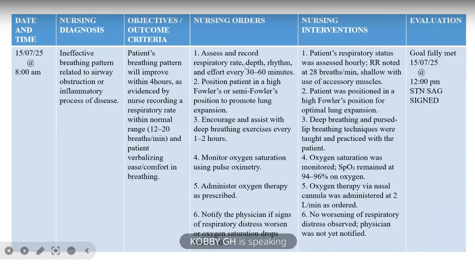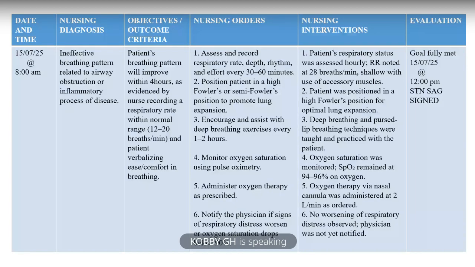The others: assess and record respiratory rate, depth, rhythm, and effort every 30 to 60 minutes. Position patients in a high Fowler's or semi-Fowler's position to promote lung expansion. Encourage and assist patients with deep breathing exercises every 1 to 2 hours. Monitor oxygen saturation using pulse oximetry. Administer oxygen therapy as prescribed. Notify the physician if signs of respiratory distress worsen or oxygen saturation drops below 90%. So basically, that is it.